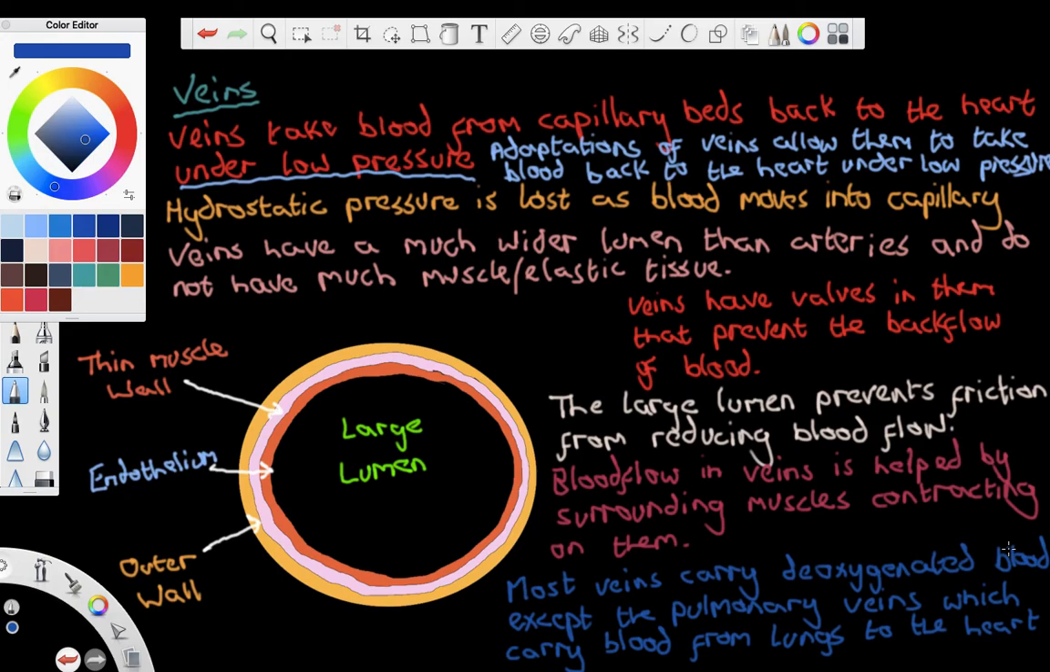Now, the cross-section of the vein shows that we've got this large lumen, we've got an endothelium, a thin muscle wall, and an outer wall.